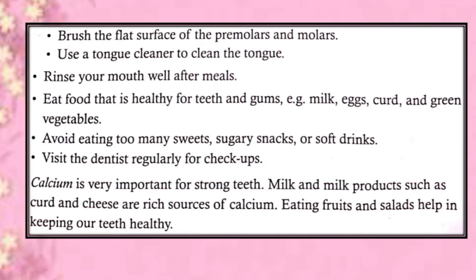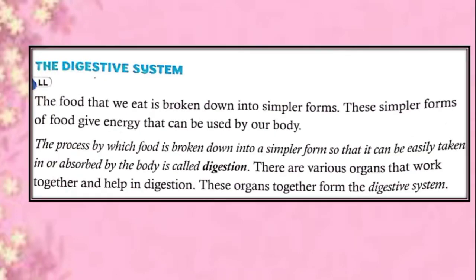Even calcium is very important for strong teeth. Milk and milk products such as curd and cheese are rich sources of calcium. Eating fruit and salads helps in keeping our teeth healthy. Now next, the digestive system.